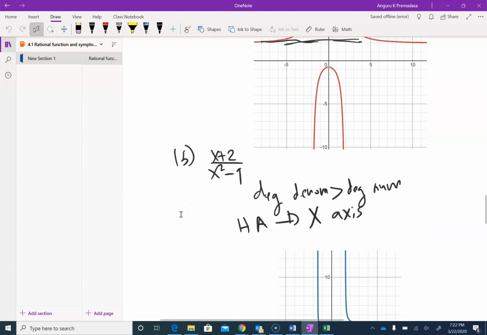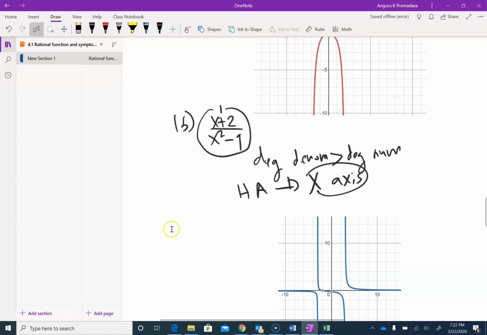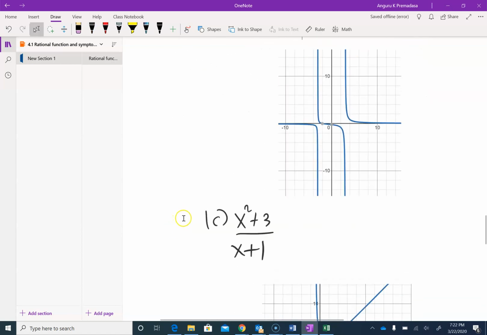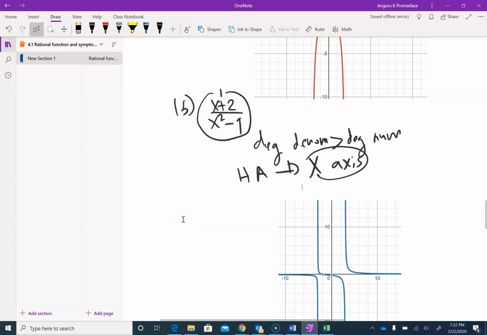Take a look at this one. Now we have a bigger bottom than the top. The degree of the bottom is 2, the degree of the top is 1. And in that case, we know that the horizontal asymptote is the x-axis. So we can see that from the diagram also. It's the x-axis, right?